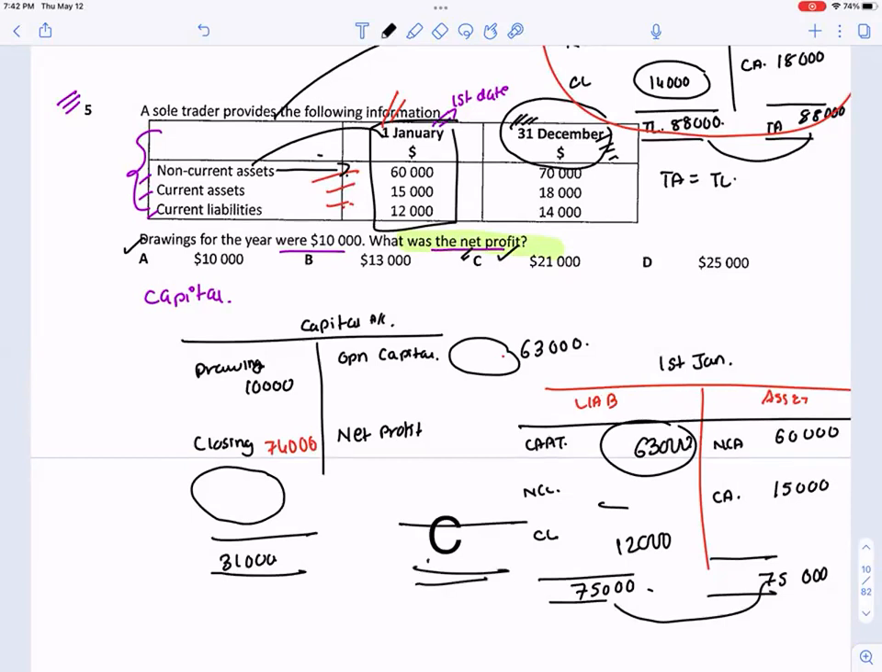What is the net profit? What is the total on the debit side? 84,000. What is the net profit? 21,000. Which option? C.